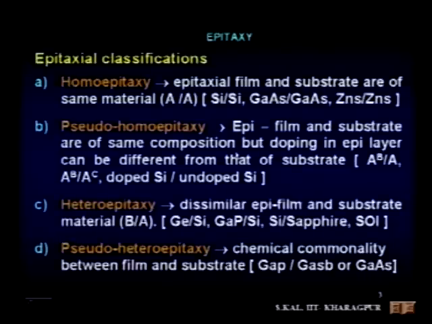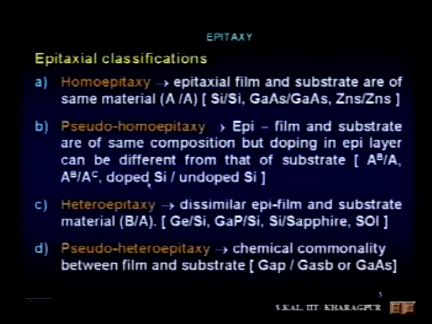Second class is pseudo-homoepitaxy, and in this particular class epi film and substrate are of the same composition, but doping in the epi layer can be different from that of the substrate. It means we are making a film A on substrate A, but the doping level of the film may be different from that of the substrate. That means A to the power B on A, B is the doping impurity and A is the film, the epitaxial film, and the substrate is also A.